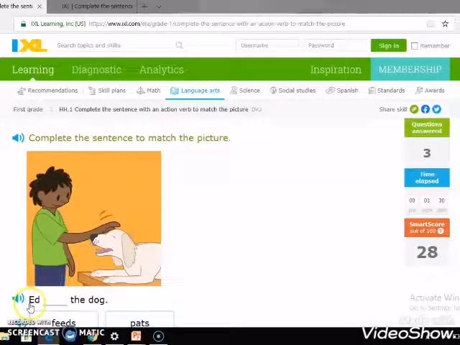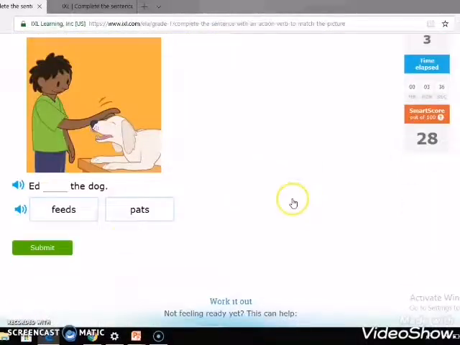Okay, the boy and the dog. What is he doing to the dog? Feeds or pats the dog. Here is one boy. Because we have one boy, what do we add for this action verb? We should add an s. Like these action verbs, they write for me an s. But I want to choose the correct action verb. What is he doing to the dog? Pats the dog.